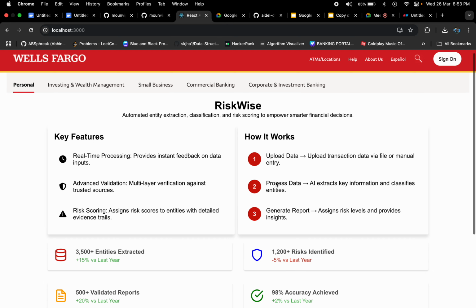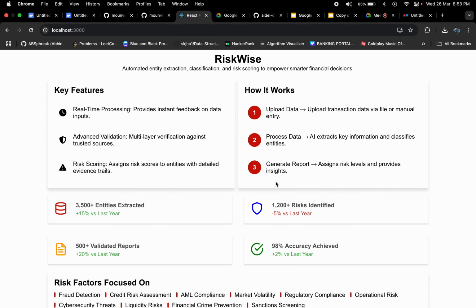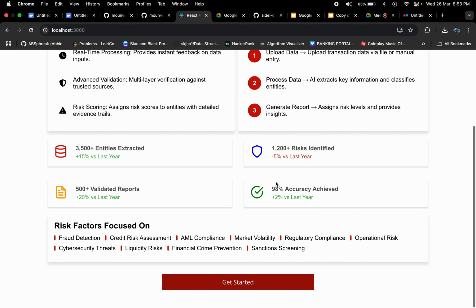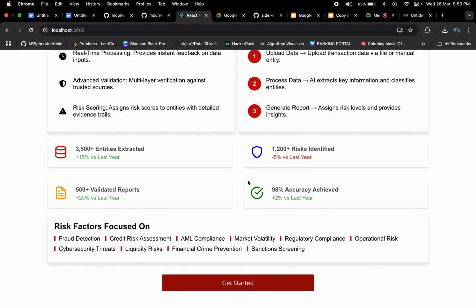So this is the homepage of our application, just displaying a set of key features and how it works, how to get started with this particular application, and basic stats about what we have done so far. And these are some of the factors that we are trying to focus on while trying to assign the risk score to each of the entities.